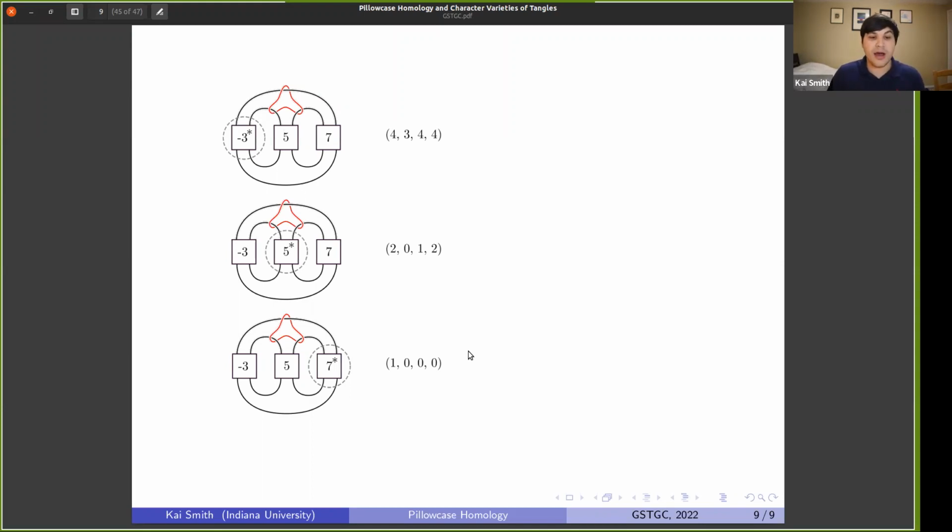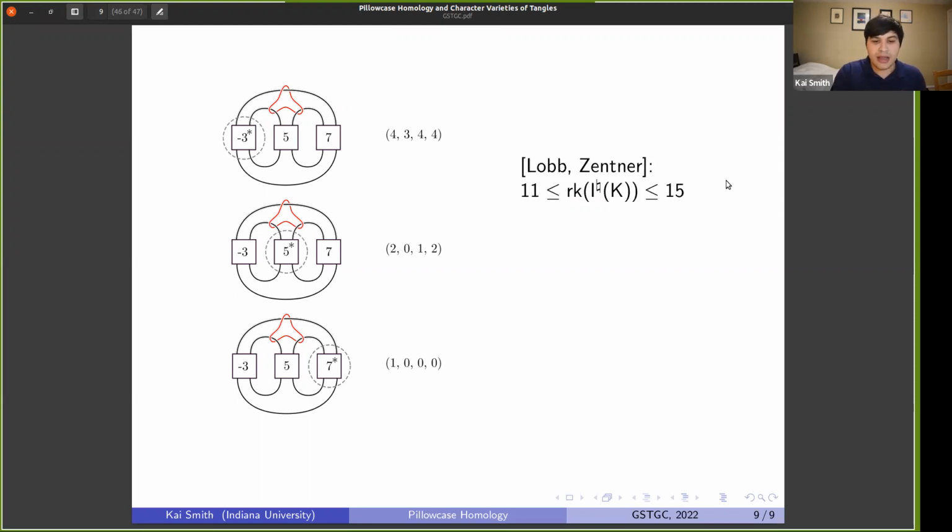In fact, the ranks are even different. So this top example has rank 15, the middle example has rank 5, and the bottom example has rank 1, which is even the same as the unknot. And so these numbers here, remember that our homology is Z4 graded, so these are just the ranks in each grading. So we can see that the pillowcase homology does in fact depend on your choice of sphere to decompose the knot into tangles.